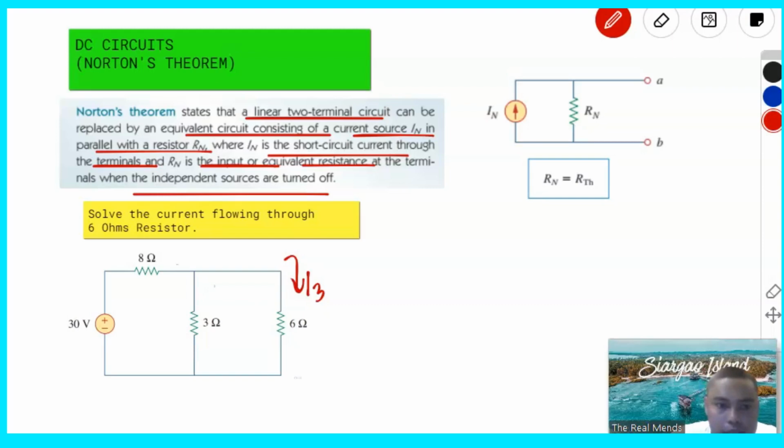Okay, so let's solve this circuit using Norton's theorem. So here is the solution. Okay, first, let's draw this Norton's equivalent circuit.